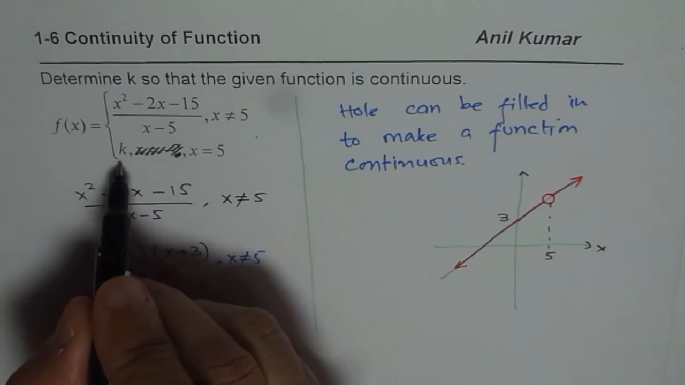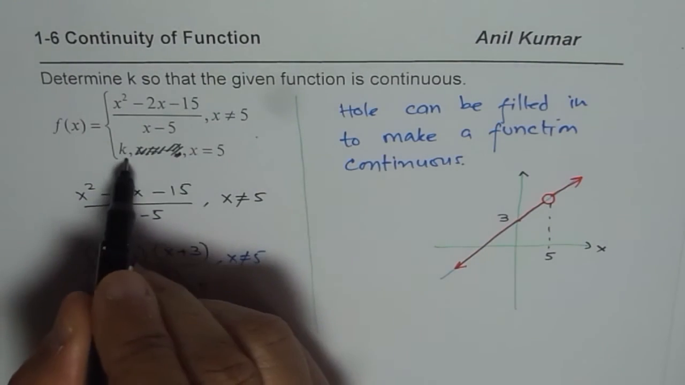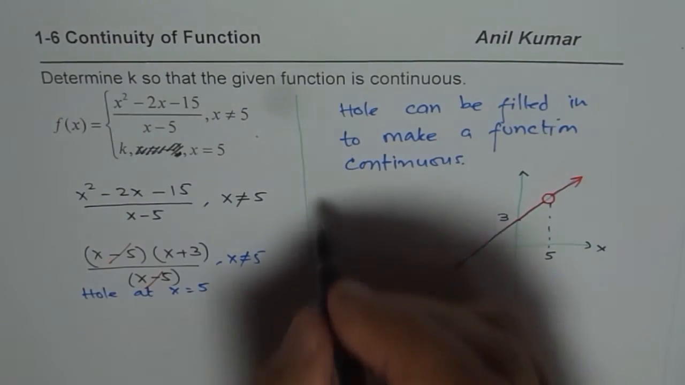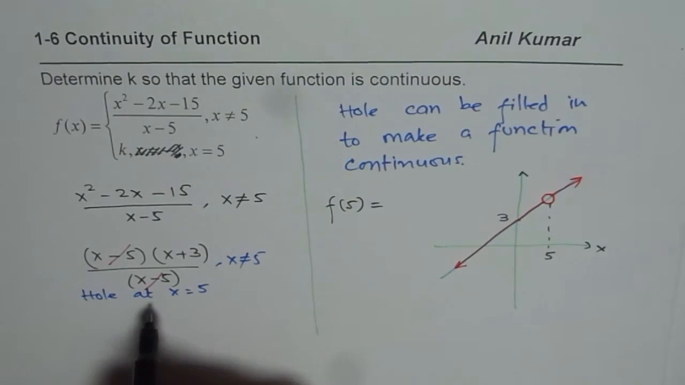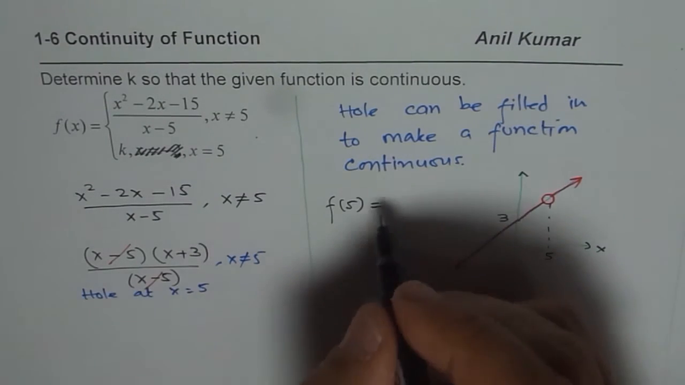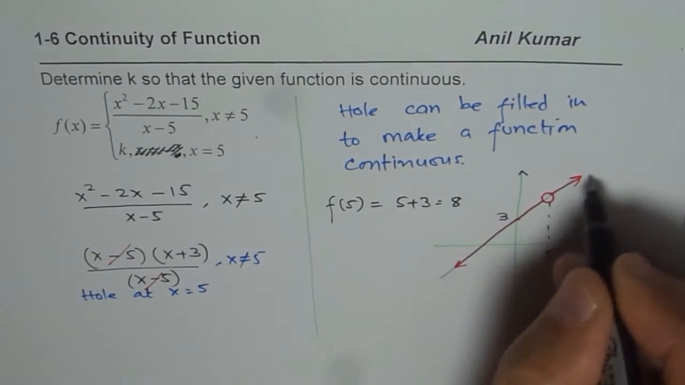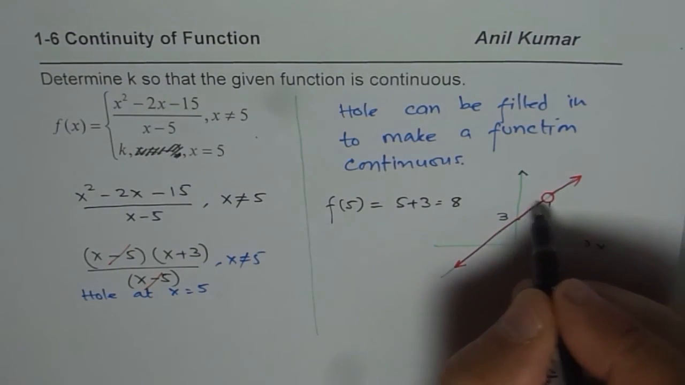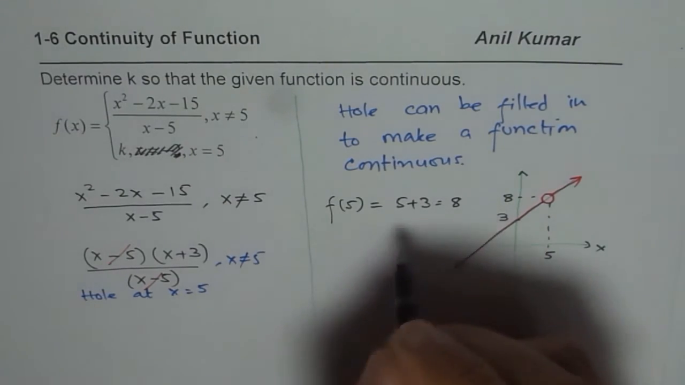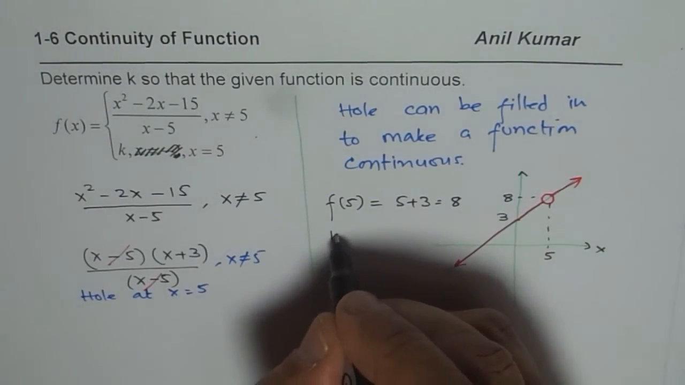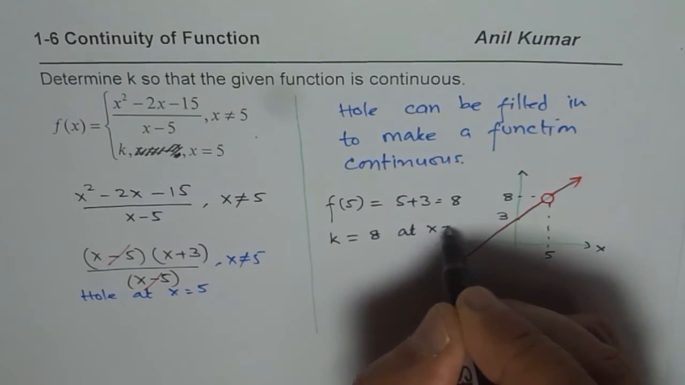Now the second part of this equation is f of x equals k when x equals 5. What should the value of k be? If I write f of 5 as equal to x plus 3, we write 5 plus 3, which is 8. So on this line, the value which needs to be filled in at this point is 8. Therefore, I should say that k should be equal to 8 at x equals 5.